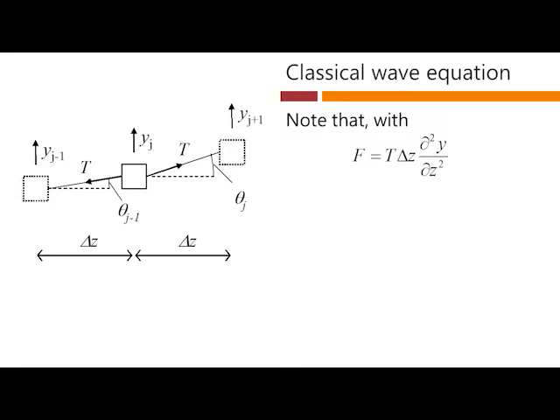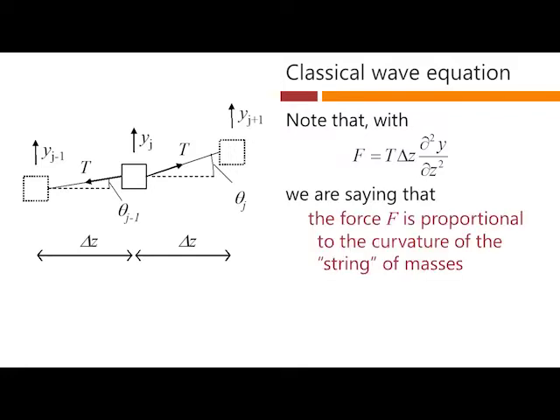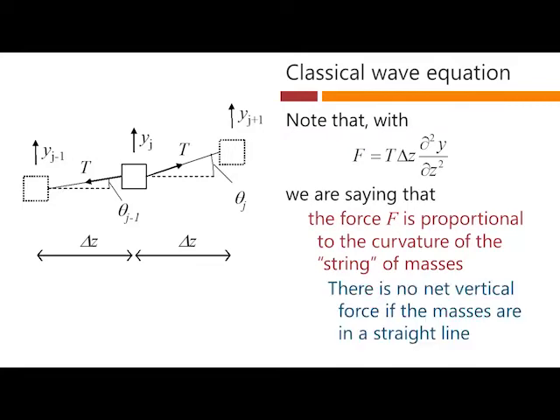Now, note that with this expression here, we are saying that the force F on this mass is proportional to the curvature of the string of masses. So the second spatial derivative is the curvature. And that means, incidentally, that if these masses were all in a line, there's no net vertical force on the center mass, which makes sense.